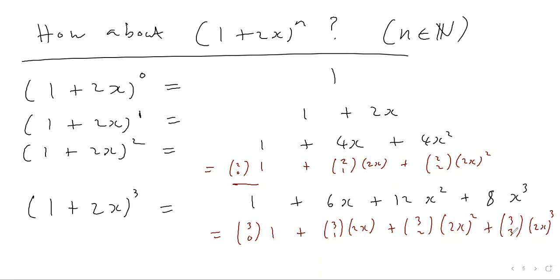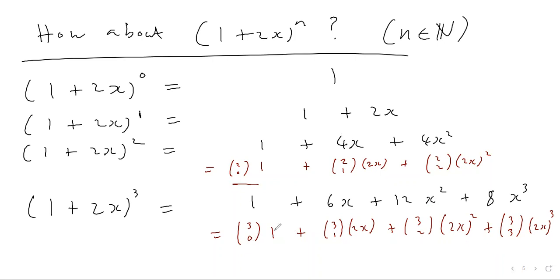And then the last term, 3 choose 3 is 1, times 2x all cubed. That's going to be 1 times 8x cubed. You get the 8x cubed there. Okay, so that's just, again, another way we can write these expansions. So again, you may see a pattern.